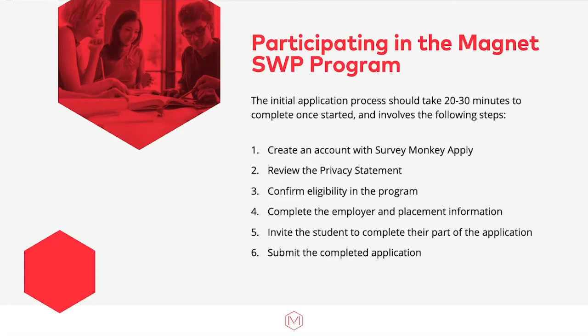Once the employer has their account created, they can review the privacy statement that disclaims how the information that they provide will be used, and that we respect the Information Privacy Act, etc. They will confirm their eligibility in the program by checking off those criteria, making sure that they are eligible and that they are claiming that they understand the criteria.